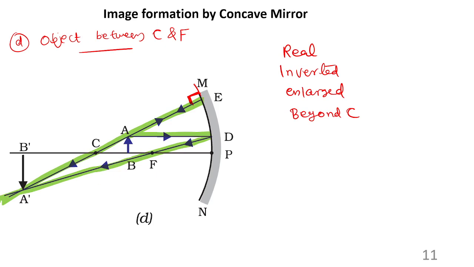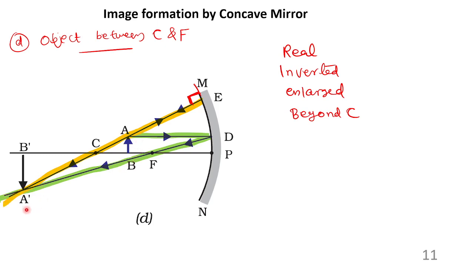I can change the color. One minute, please wait. A normal ray retraces the path and passes through the center of curvature. Please consider it as a rule.